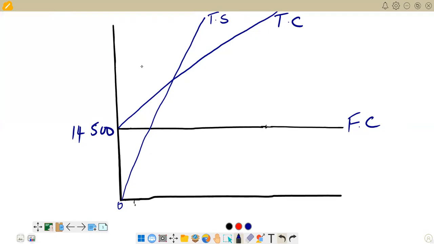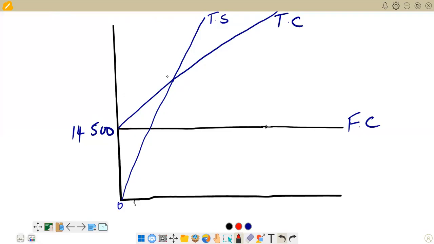And remember, we said the break-even point is the point where our total sales revenue is equal to the total cost. And that point is where we have an intersection of the total sales curve and the total cost curve. That intersection is here at this point. So this is the break-even point.